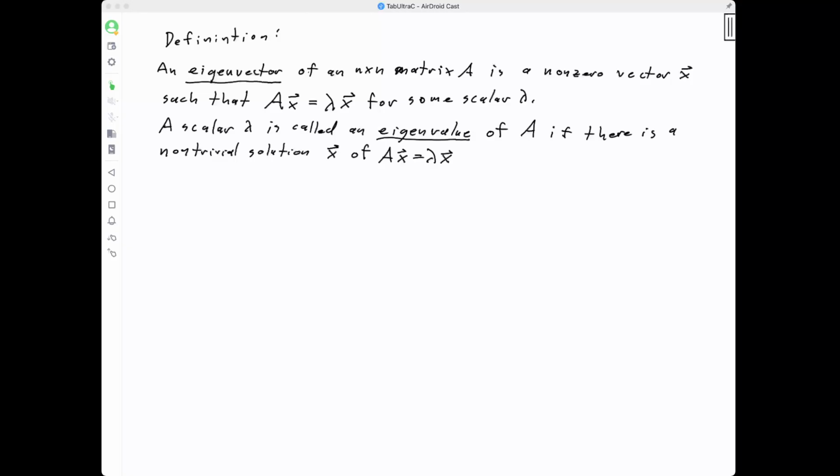So if there is some lambda and some vector such that Ax is equal to lambda x, then we call lambda an eigenvalue. And if there is that vector, we say that such an x is an eigenvector corresponding to lambda.